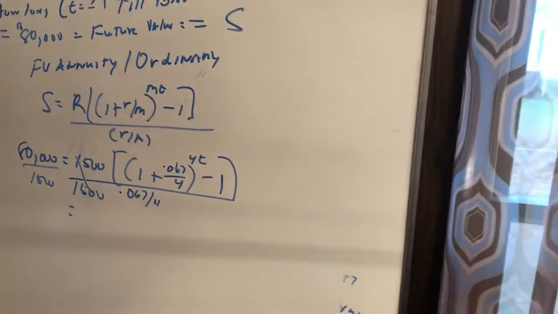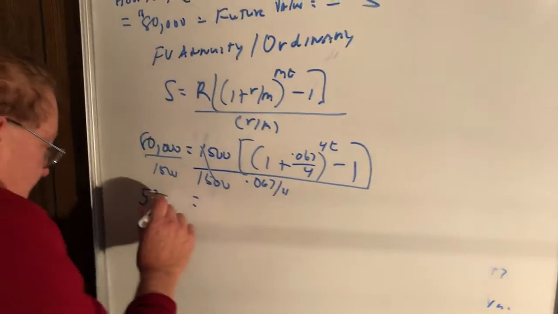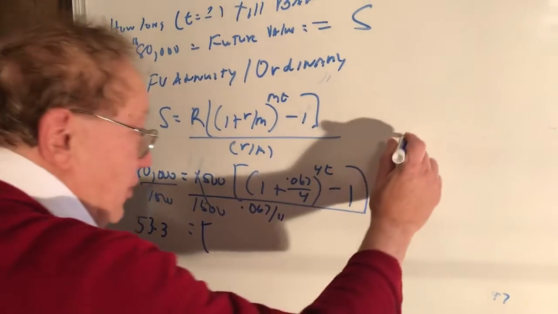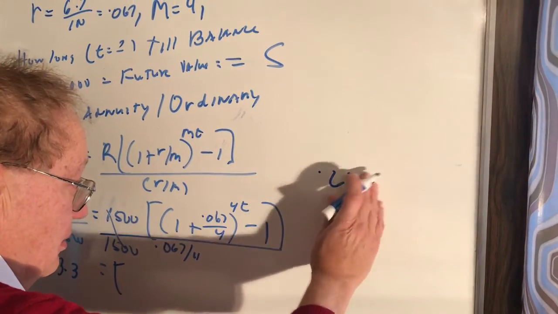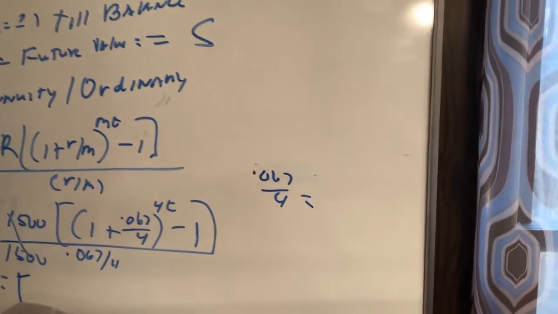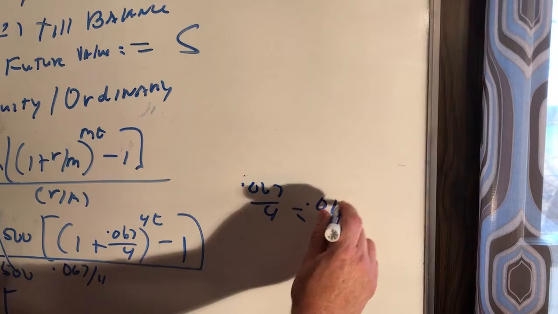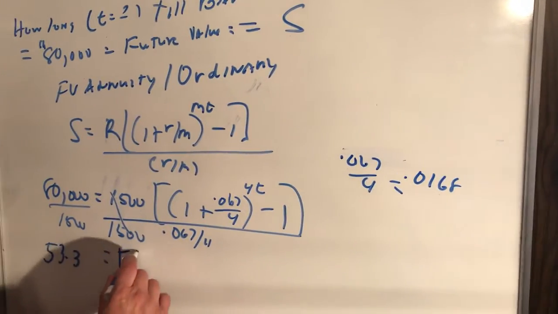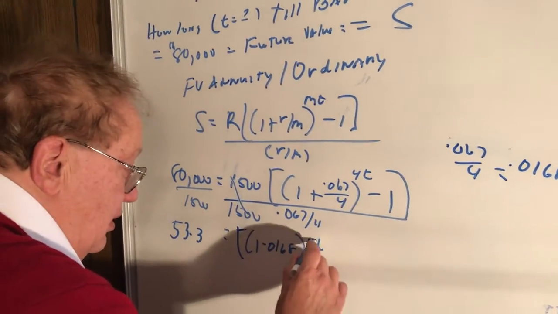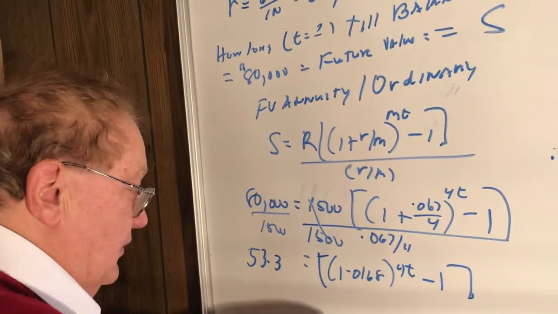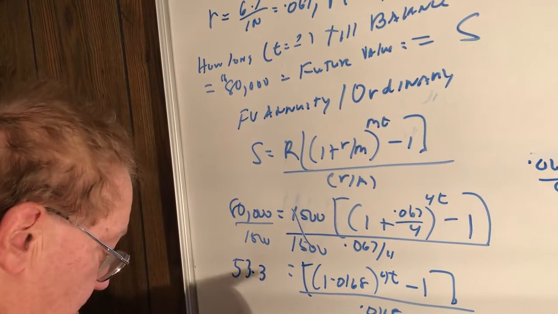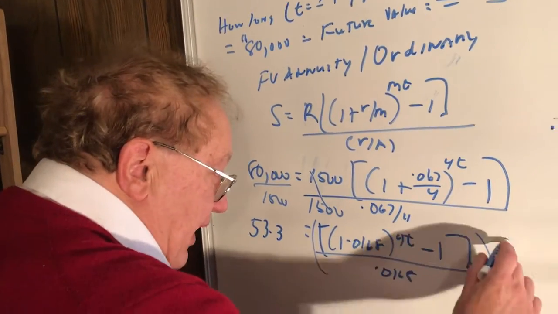53.3. Okay. So 53.3, and this is going to be 0.067 over 4, which equals 0.0168. So this is 1.0168 raised to the 4t minus 1, divided by 0.0168. I'm going to multiply both sides by 0.0168.